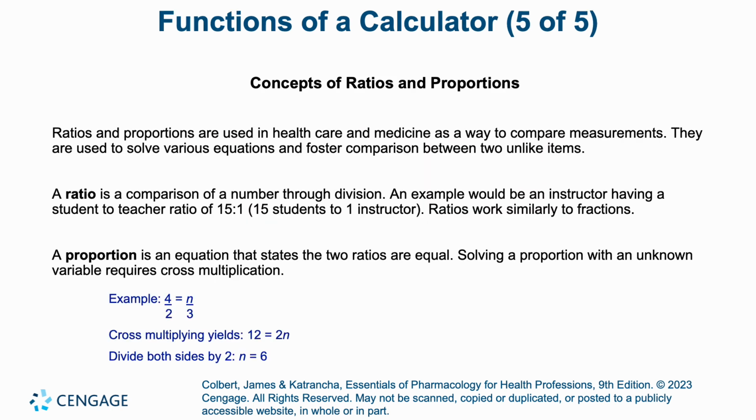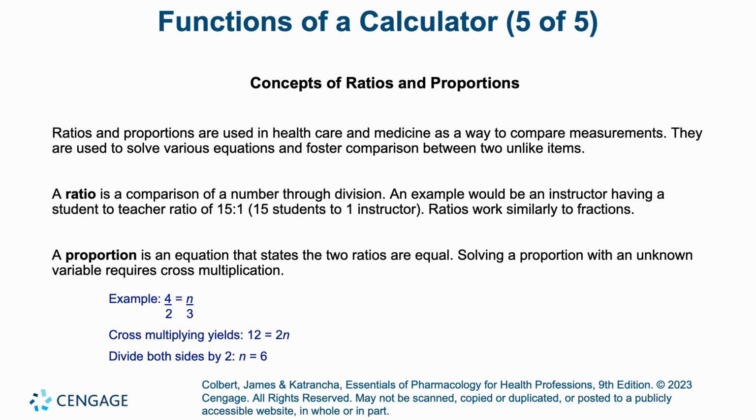Concepts of ratios and proportions. Ratios and proportions are used in healthcare and medicine as a way to compare measurements. They're used to solve various equations and foster comparison between two unlike items. A ratio is a comparison of numbers through division. An example would be an instructor has a student-to-teacher ratio of 15:1, which means that there are 15 students to one instructor. Ratios work similarly to fractions.